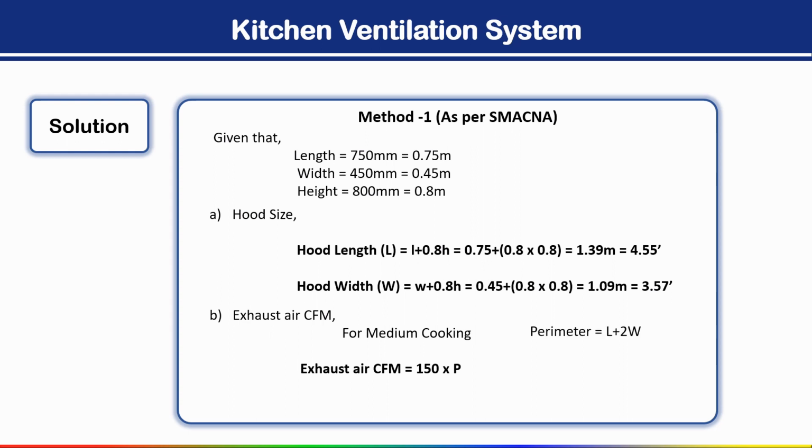So what is the formula? L plus 2W, because it is a wall mounted canopy type of hood. So for that, the perimeter is capital L plus 2W. Put in all these values, and finally we get the perimeter as 11.69 feet. That value you have to enter here: 150 into 11.69. How much value do we get? 1754 CFM. It means that much amount of air we have to exhaust from the kitchen space.